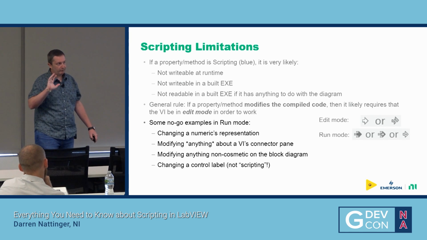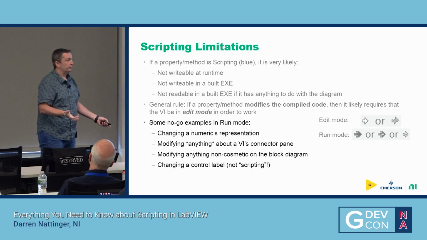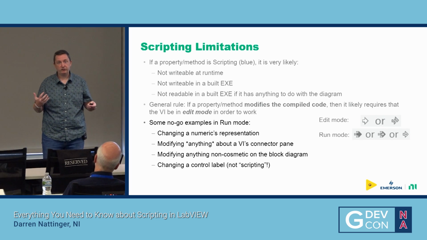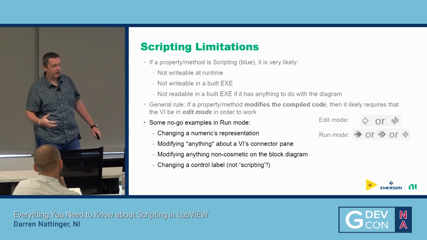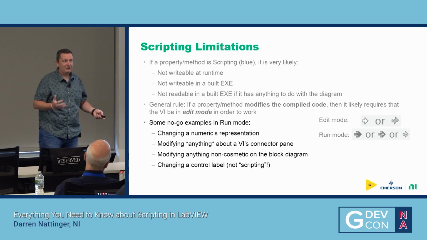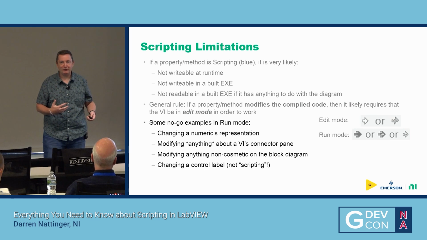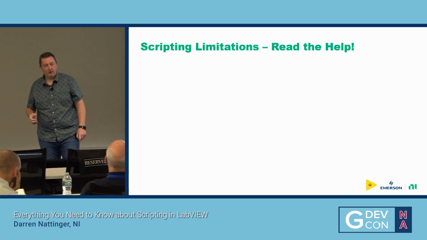So some examples of things you can't do when your VI is in run mode. You cannot change the representation of a numeric, because that would change the compiled code. You can't change anything about the connector pane of the VI. You can't change anything non-cosmetic on the block diagram. And even though it has nothing to do with scripting, you can't change the label of a control while your code is running, because that also changes the compiled code.